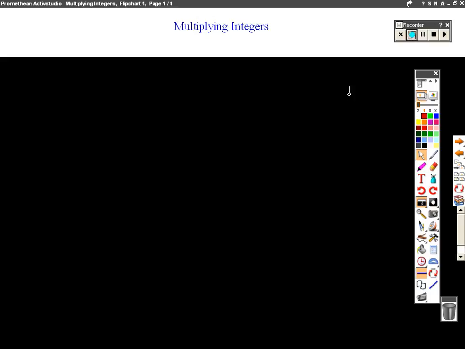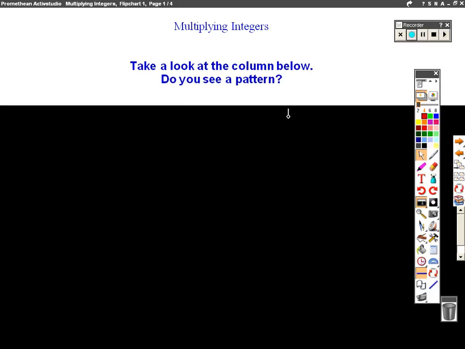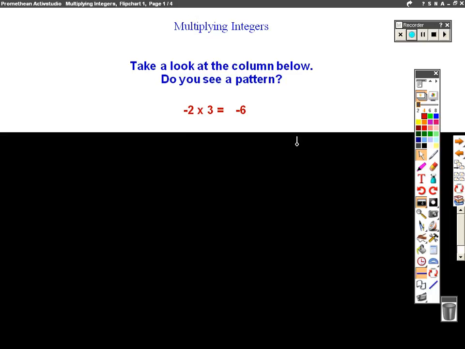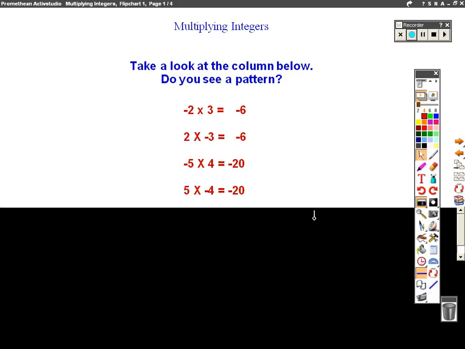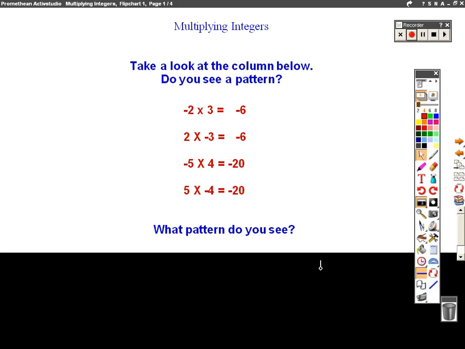Today we're going to be learning about multiplying integers. Take a look at the column below and see if you can see a pattern. Go ahead and pause the video and come back. Okay. What pattern do you see?